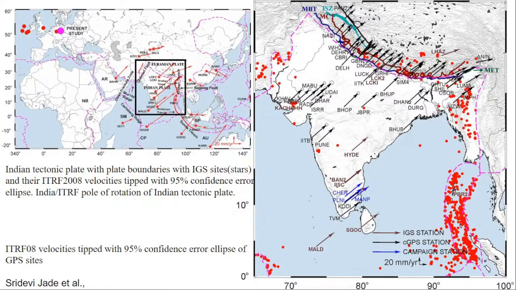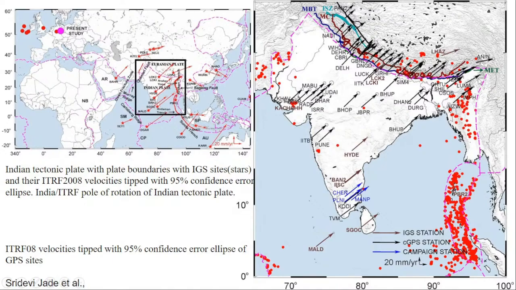So I will discuss the case study also. We have carried out the case study in the Garhwal region and Kumayun region. If you compare this velocity, in this region you get less velocity, and in the northeast region you get more velocity.